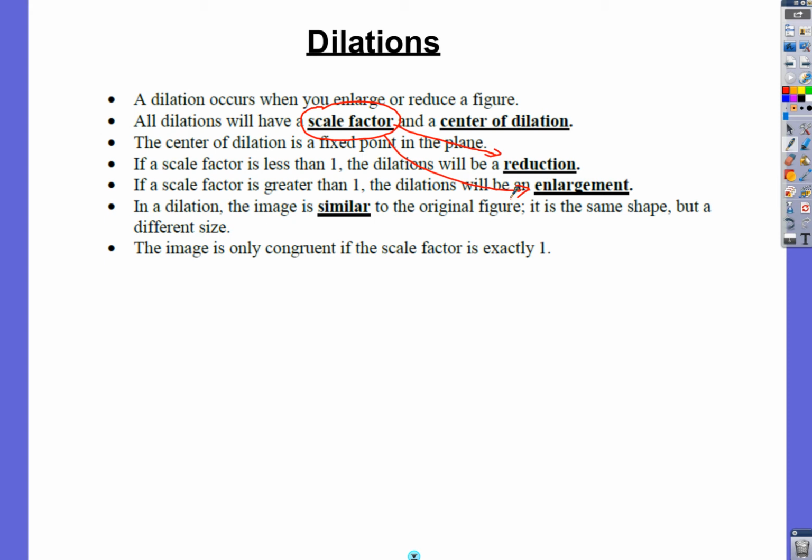But wait, I don't get it. How do I know what the scale factor is? It's the number you multiply by. Dilations are done by multiplication, so it's the number that you multiply by.